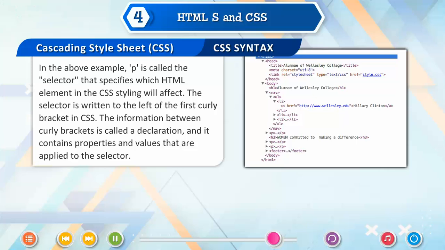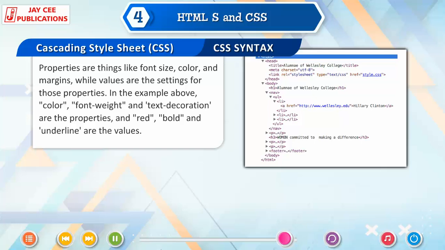affect. The selector is written to the left of the first curly brackets in CSS. The information between curly brackets is called a declaration, and it contains properties and values that are applied to the selector. Properties are things like font size, color, and margins, while values are the settings for those properties. In the example above, color, font-weight, and text-decoration are the properties, and red, bold, and underline are the values.